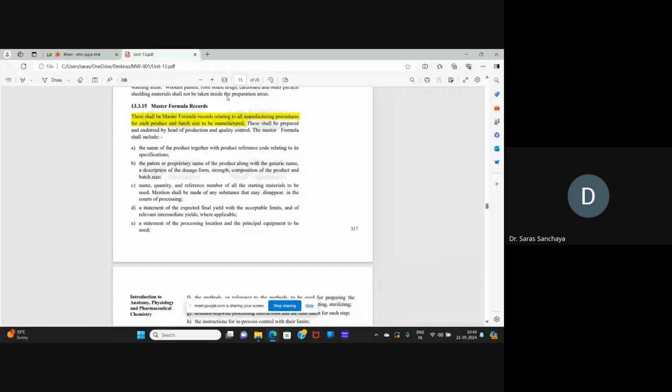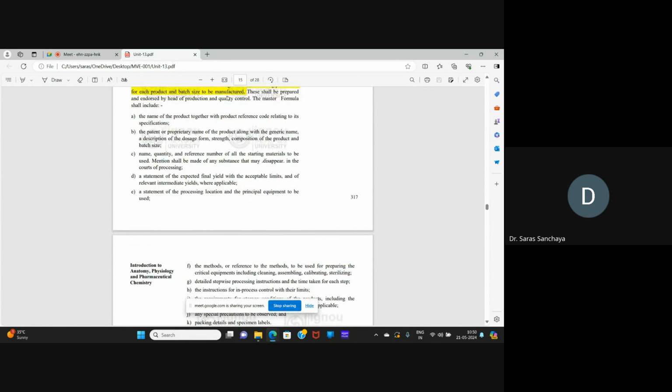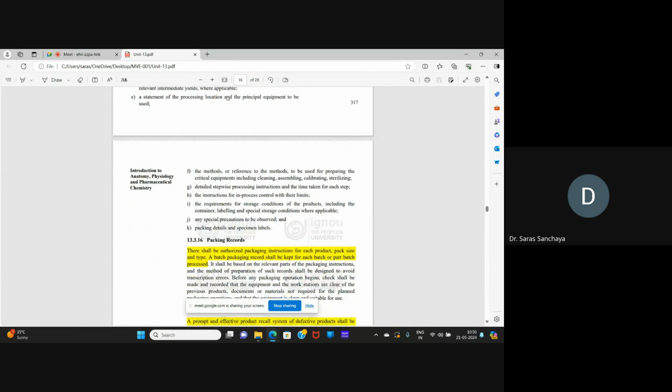Master formula records. There shall be master formula records relating to the manufacturing procedures for each product and batch size to be manufactured. These shall be prepared and endorsed by the head of production and quality control. The master formula shall include the name of the product, the patent or proprietary name of the product, name, quantity, and reference number of all the starting materials to be used, a statement of the expected final yield with acceptable limits, and a statement of processing location and principal equipment to be used, the methods or reference to the methods to be used for preparing the critical equipment, detailed stepwise processing instructions and the time taken for each step, the instructions for in process control with their limits, the requirements for storage conditions of the products, including the container labeling and special storage conditions where applicable, any special precautions to be observed, and packing details and specimen labels.